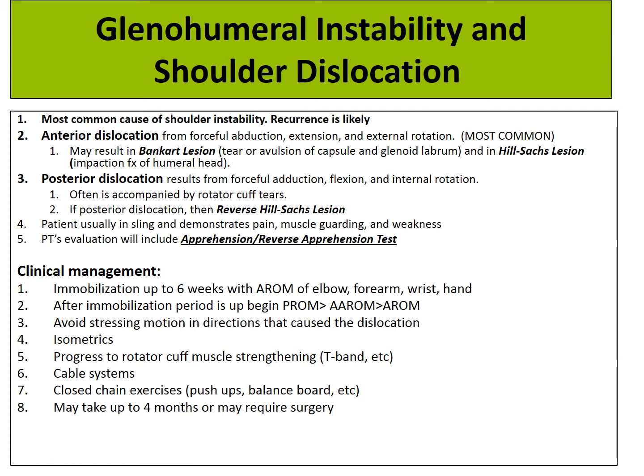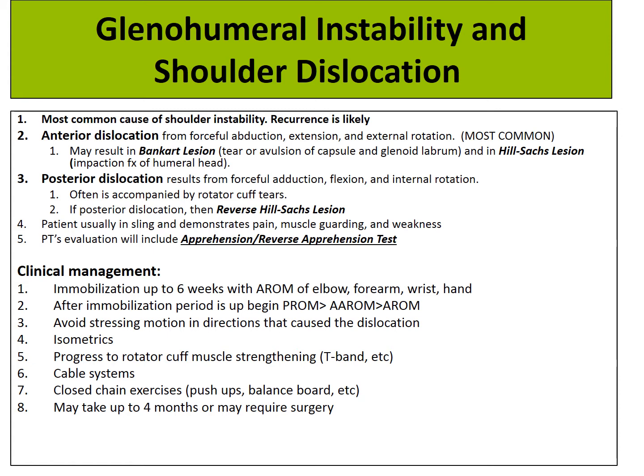We can also, with the anterior dislocation, have a Bankart lesion, which is when there's an actual tear or avulsion of the joint capsule or the labrum, and then also the Hill-Sachs lesion, which is a fracture of the humeral head due to that forceful dislocation. Could also have a posterior dislocation, which often results more from adduction, flexion, internal rotation. This is not very common, but you can have the reverse Hill-Sachs, which again would be that impact fracture of the humeral head. And sometimes we'll also have rotator cuff tears along with this dislocation.